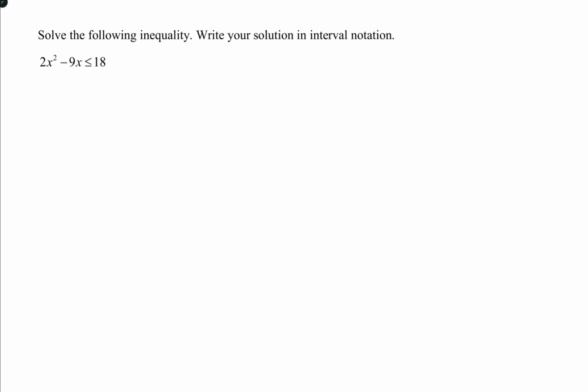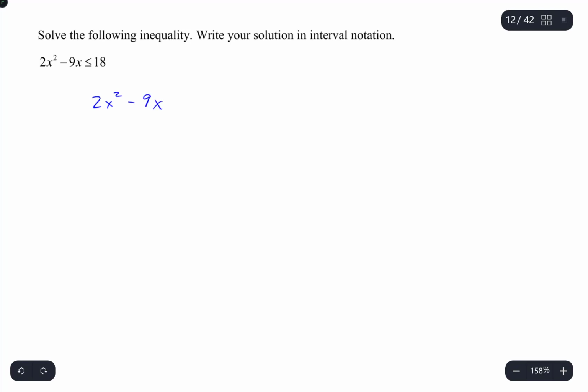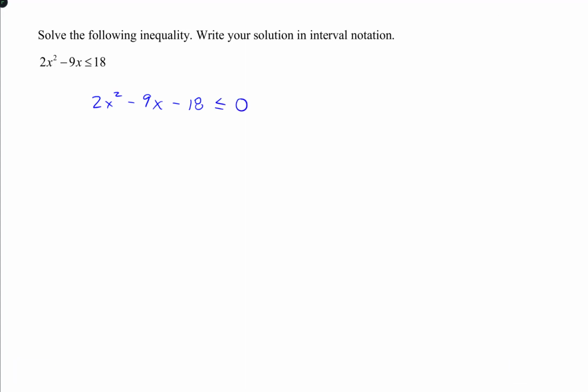Solve the following inequality. Write your solution in interval notation. Well, it's going to be a bit easier to determine where a function is greater than or less than 0 rather than some number like 18. So the first thing I'm going to do is bring everything to one side of the equation. The solution to this new inequality is going to be equivalent to what it was otherwise.